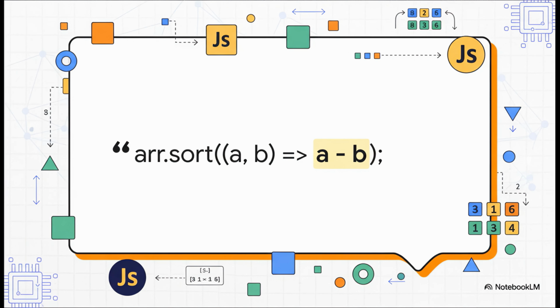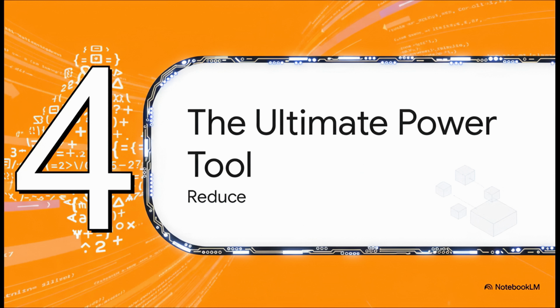Thankfully, the fix for this is surprisingly simple and elegant. All you have to do is give sort a little hint, a compare function, to tell it how to sort properly. This tiny arrow function here, a comma b, a minus b, tells sort to just treat the items as numbers and subtract them, which gives us the correct numerical order every single time. It's a lifesaver.